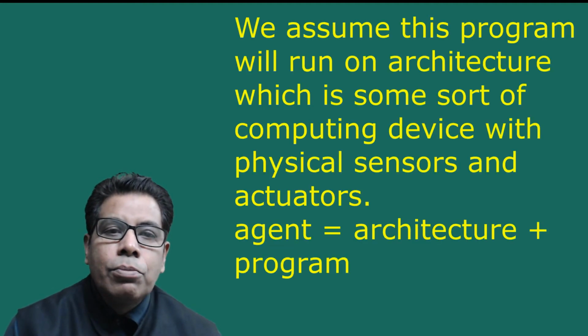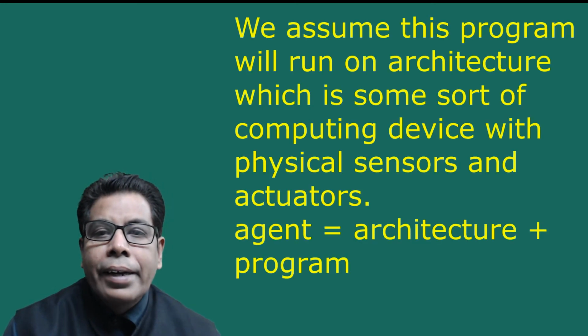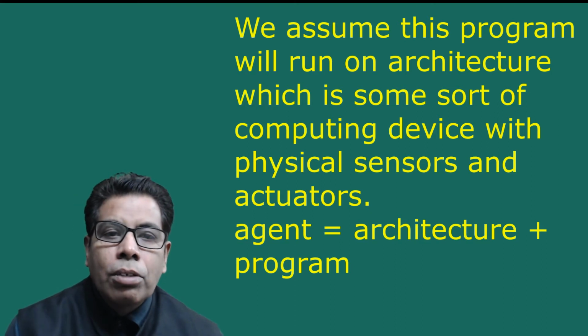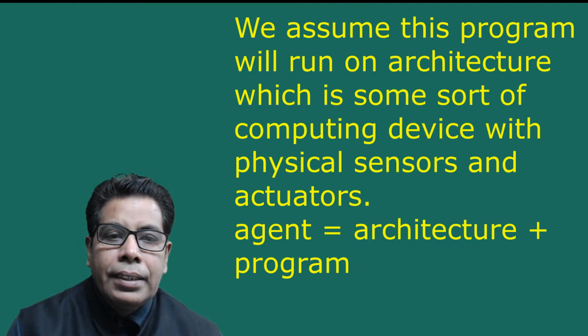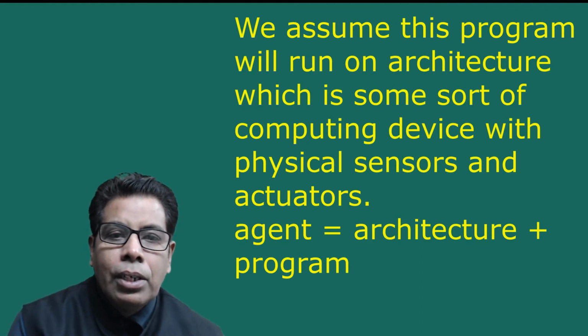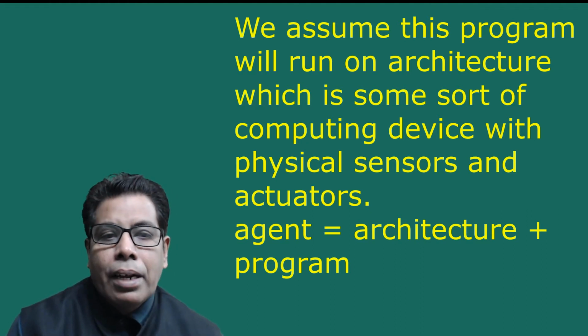Then let us go to the structure of agents. The job of AI is to design an agent program that implements the agent function, that is the mapping from percepts to action. We assume this program will run on an architecture, which is some sort of computing device with physical sensors and actuators. So an agent can be described as architecture plus program. The program we introduce has to be one that is appropriate for the architecture.